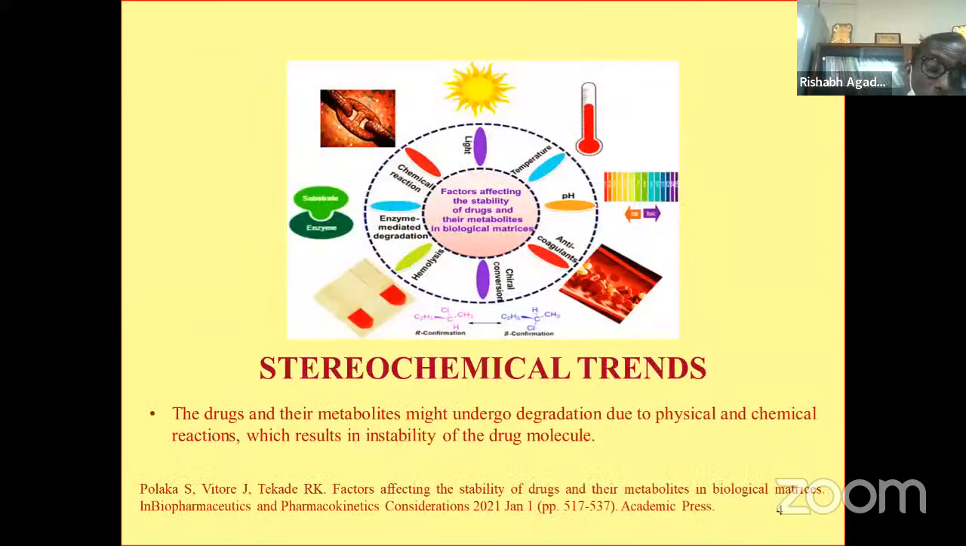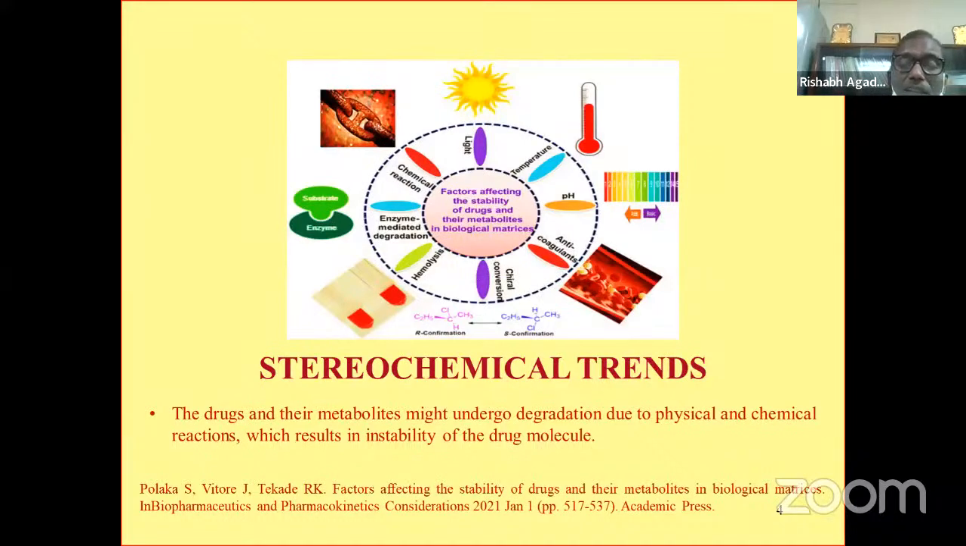Now here, what does the stereochemical trend show? The drugs and their metabolites might undergo degradation due to physical, chemical, microbiological and biopharmaceutical reactions, which results in instability of the drug molecule. So our aim is to stabilize it. And without stereochemistry, the stability can't be maintained.